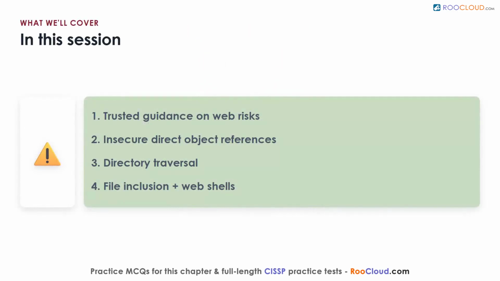In this session, we'll look at how attackers exceed the access they were granted. We'll answer several questions. Where do we go for trusted guidance on web risks? What is an insecure direct object reference? How does a directory traversal attack escape its boundaries? And how does file inclusion turn browsing into code execution?